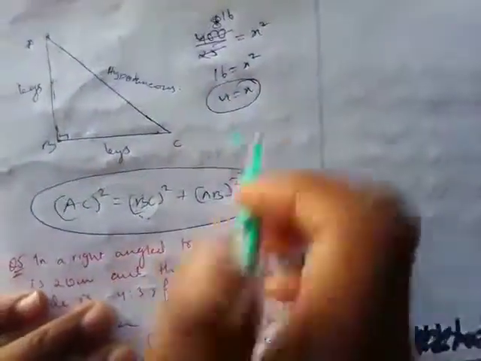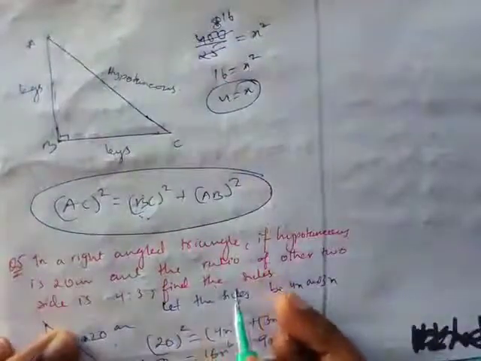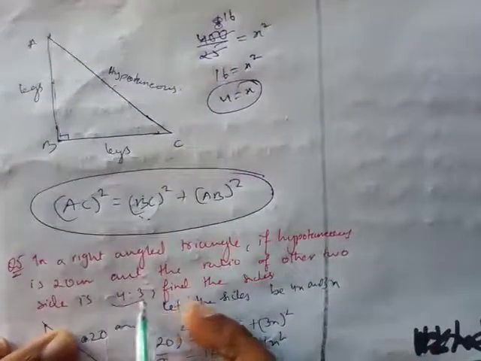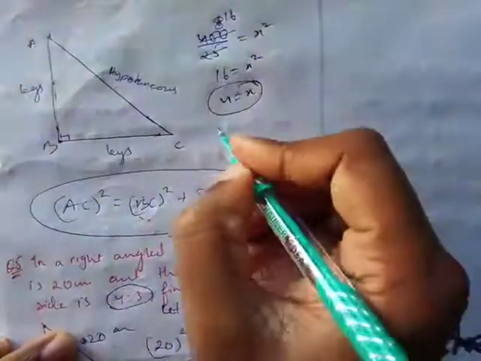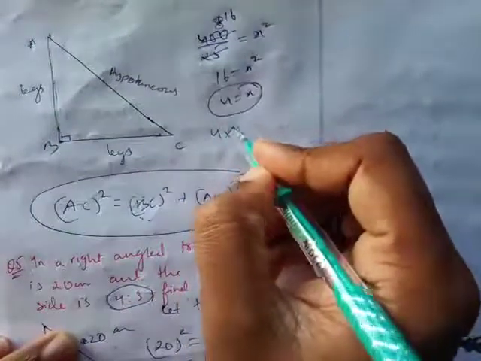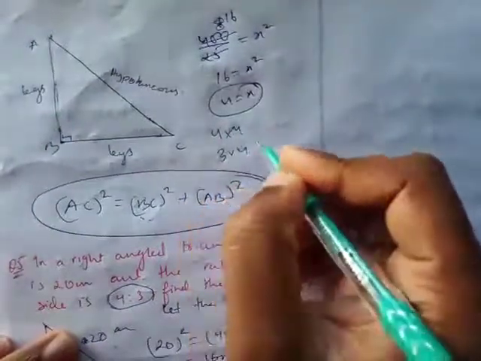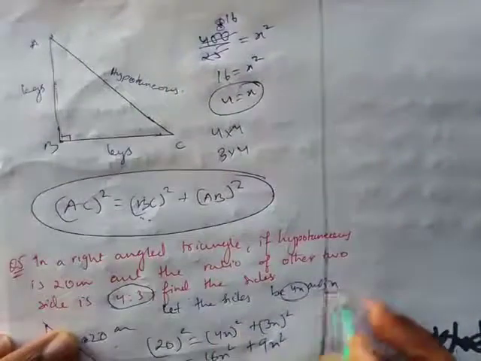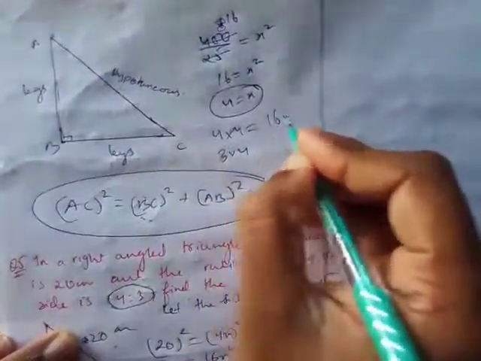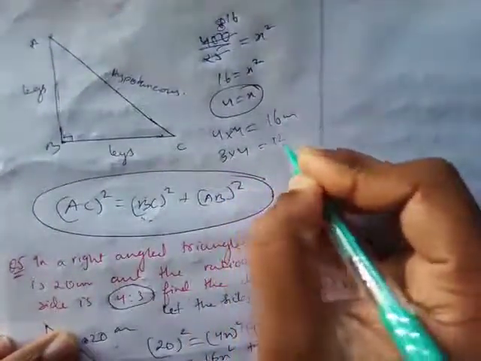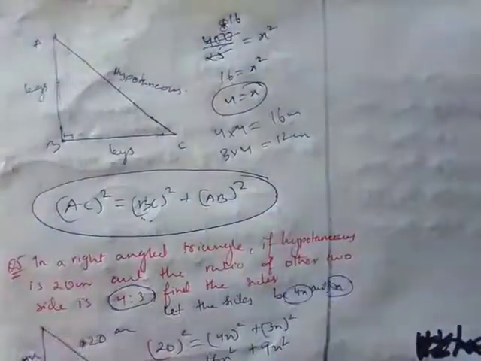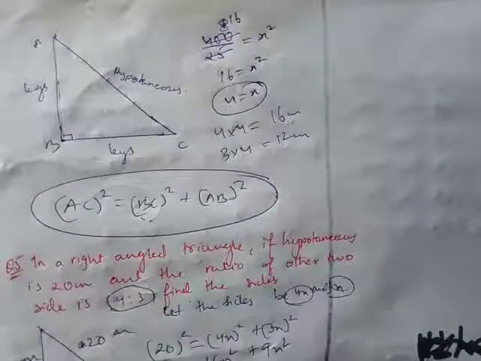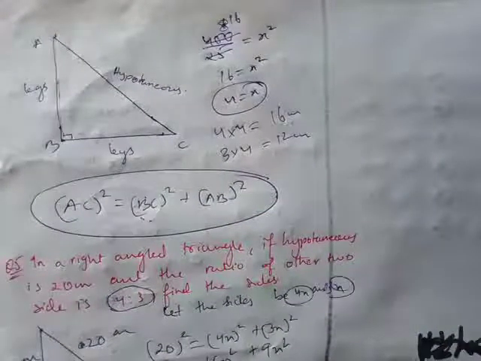But this is not my business. My business is to find the sides. What are the sides? The sides are 4x and 3x. So the sides are going to be 4 into 4 and 3 into 4. Because the sides were 4x and 3x, put the values back: 16 centimeter and 12 centimeter. So that's how you apply the formula in the questions that have been given to you.